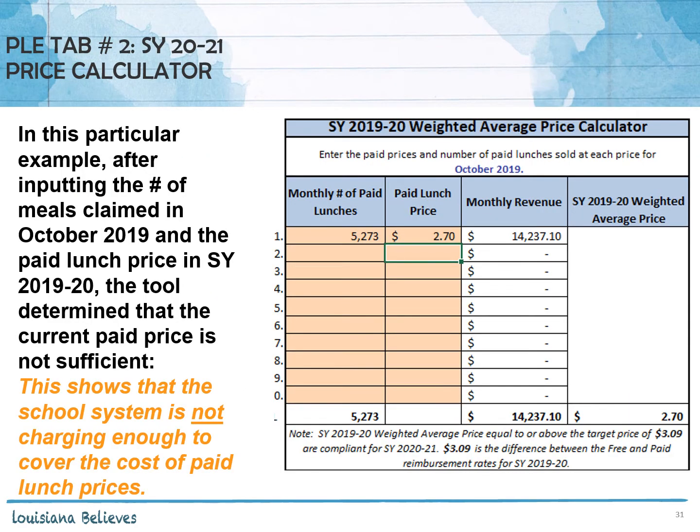In this particular example, after inputting the number of meals claimed in October of 2019 and the paid lunch price in school year 2019-2020, the tool determined that the current paid price is not sufficient. If you remember on the last tab, we found that the price requirement to the nearest cent was $3.09. What this shows us is that the school system is not charging enough at $2.70 to cover the cost of paid lunch prices through reimbursement and money received from students.